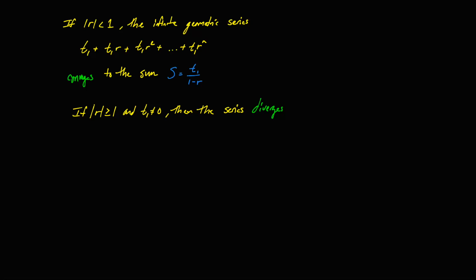Remember where you had the 1 minus 1/2, that ratio was basically making that top part go to 0. Okay? So the sum is equal to t1, the first term, divided by 1 minus r. But if your ratio, the absolute value of it, is greater than or equal to 1, and the first term is not equal to 0, then the series diverges, and that means your sum keeps increasing in either the positive or negative direction. All right, let's test this out.